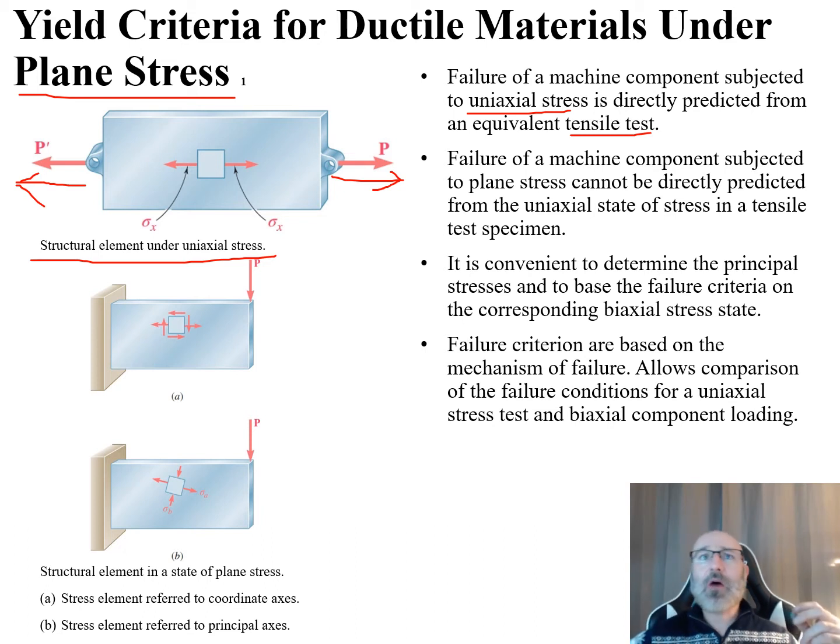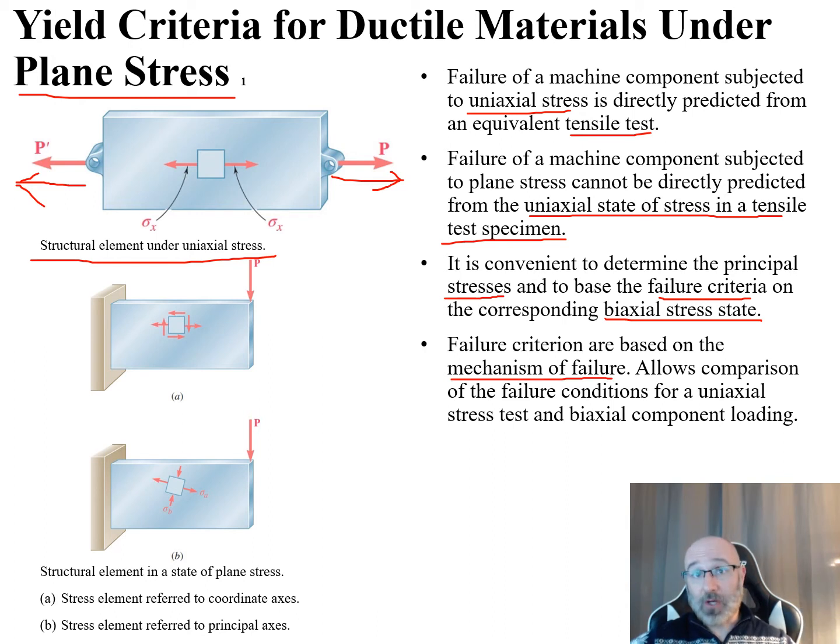So the thing we want to think about now is that the failure of a machine component subjected to this plane stress cannot directly be predicted from the uniaxial state of stress in a tensile test specimen. So not directly, you cannot predict it directly from that. Now, oftentimes it's going to be convenient to determine these principal stresses and to base the failure criteria on the corresponding biaxial stress state. Now this failure criterion is going to be based on the mechanism of the failure. So this allows comparison of our failure conditions for a uniaxial stress test and a biaxial component loading.